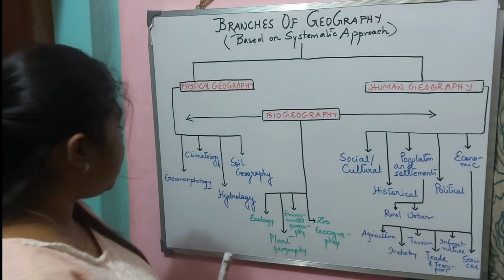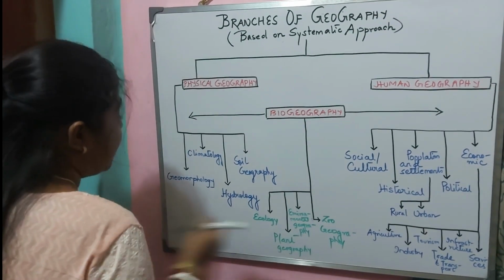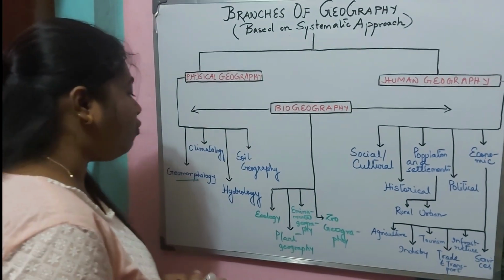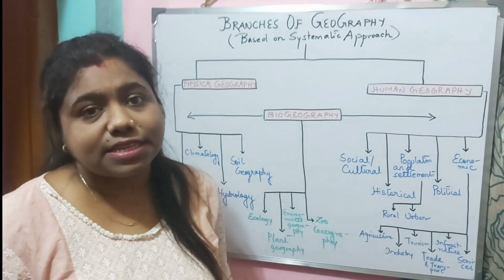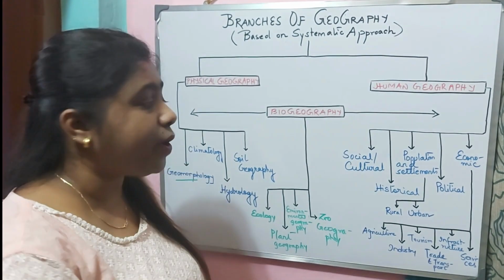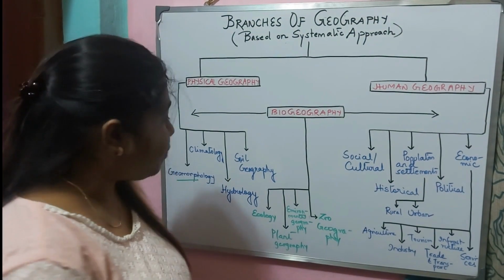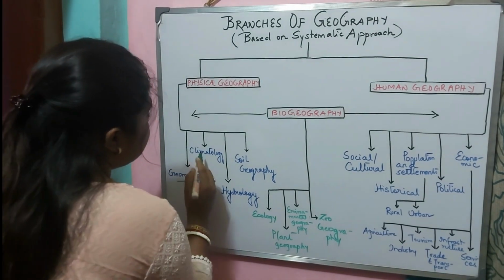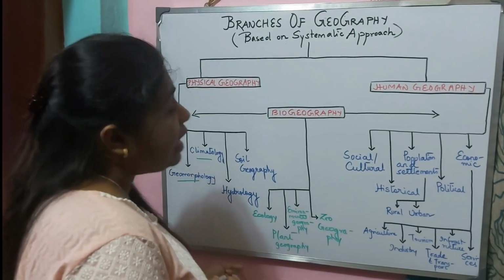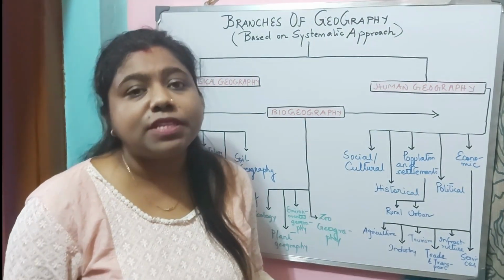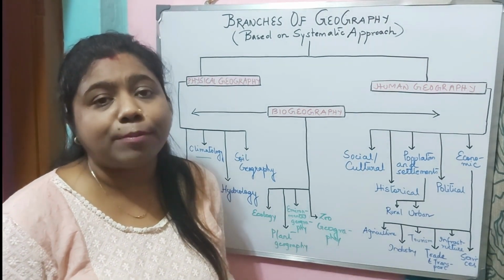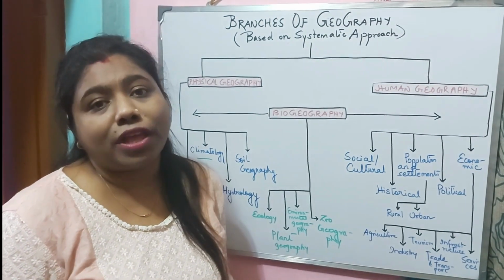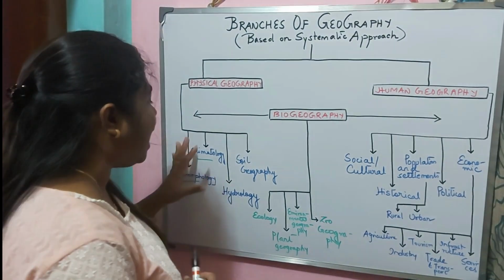What is geomorphology? Geomorphology means the study of landforms, their evolution and the processes which led to the evolution of different landforms. Now, what is climatology? Climatology deals with climate. That means structure and composition of atmosphere, the climatic regions, climatic types, elements of weather and climate, all included in climatology.